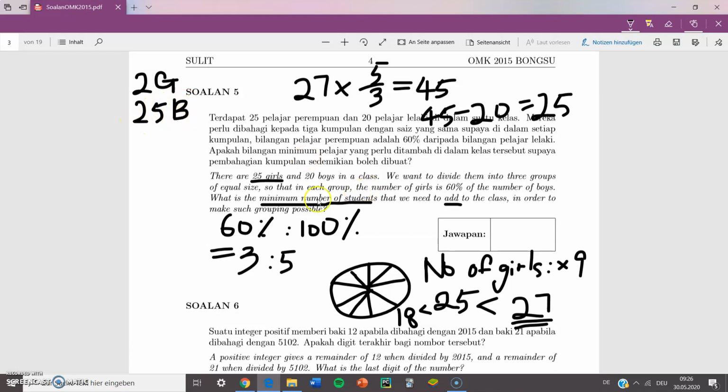And then what is the minimum number of students that we need to add into the class? Means girls plus boys, 2 plus 25, easy, 27. So we need a minimum of 27 additional students, right? So here you go, problem solved.